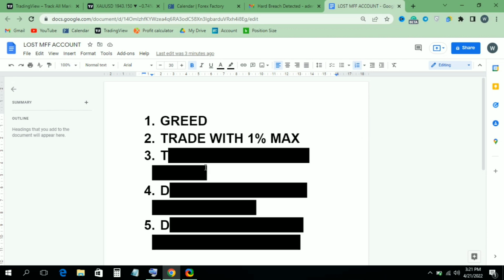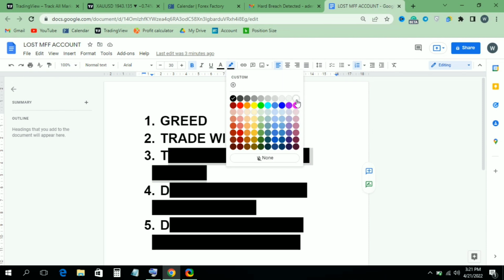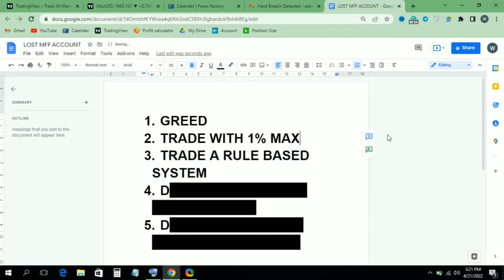And that brings us to the next one, which is make sure you trade a rule-based system. Don't just go and apply for a funded account and expect magic to happen. That's probably if you don't have a trading system, or you're just copying signals or something like that. Don't trade that way. Make sure you have a rule-based system that you set for yourself. Either you want to become a swing trader, a day trader, or a scalper.